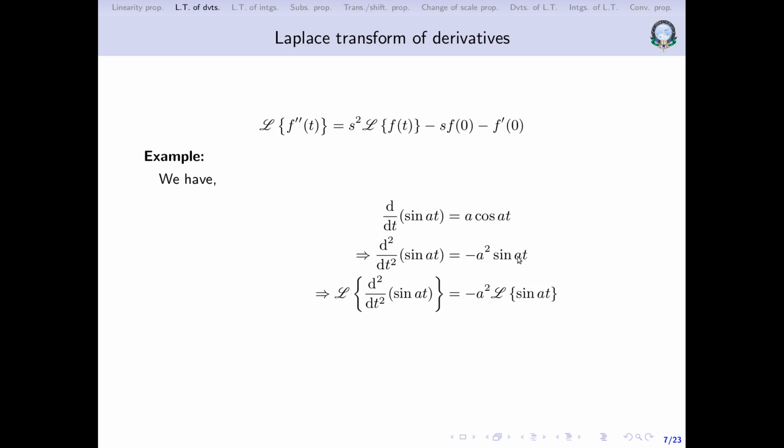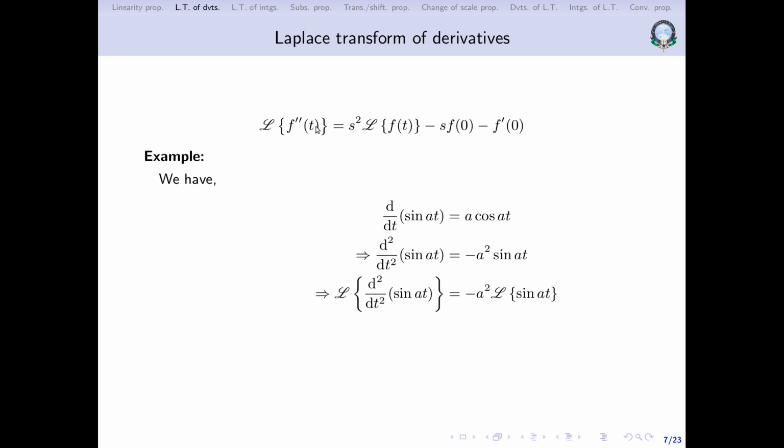So now let's take the Laplace transform on both sides. We'll take the Laplace transform on the left hand side, and on the right hand side. So L of d square by dt square of sine of at is equal to minus a square Laplace transform of sine at. Actually, we have taken the Laplace transform of the entire function, but because of the linearity property, this constant minus a square is going to come outside. So we'll have L of sine at.